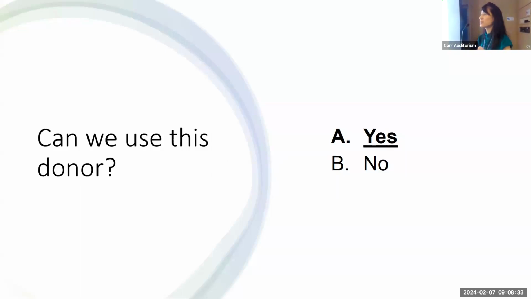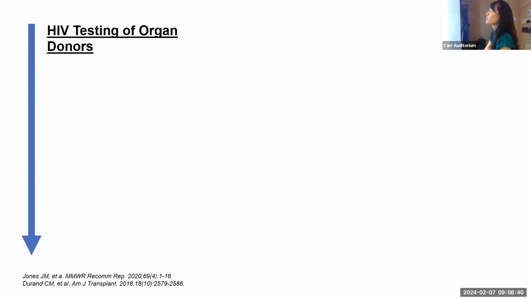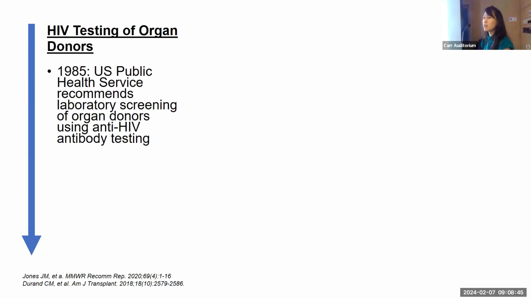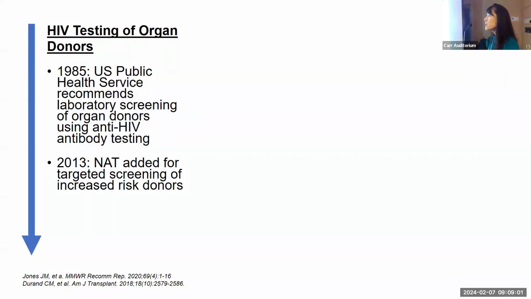And so let's just go through a little bit of the history behind HIV and organ transplantation. So in terms of the history of HIV testing of organ donors, in 1985, when they recognized that HIV could be transmitted through blood transfusion, the US Public Health Service recommended that all organ donors should be screened by HIV antibody testing. So that's put into place. In 2013, NAT is added for targeted screening of increased risk donors.